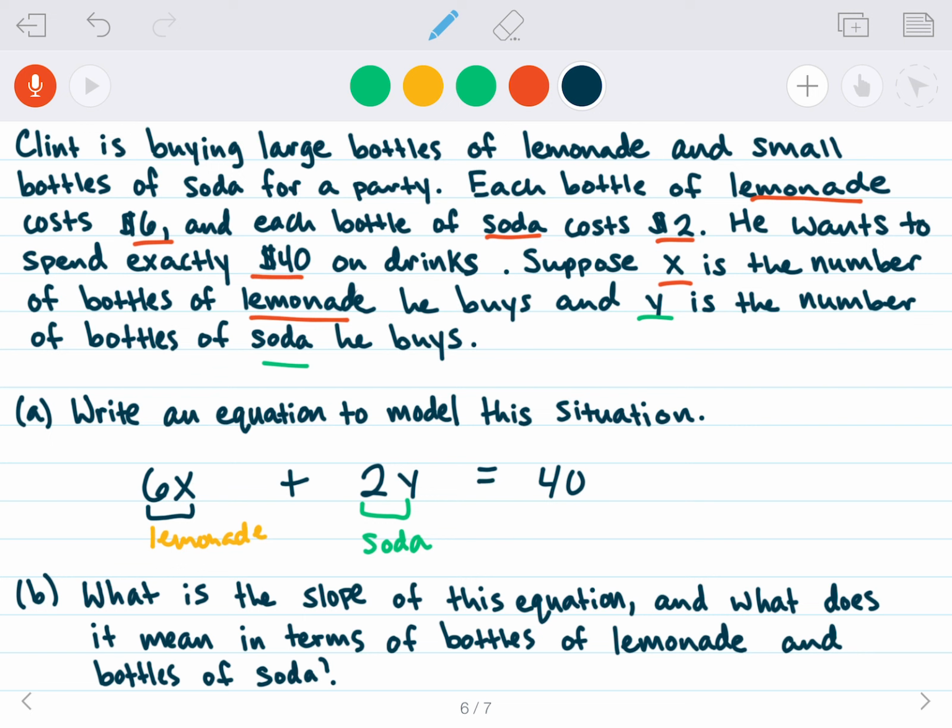And notice this is a linear equation because all we have are constants, X's and Y's, and the highest power on the variable is 1. So that's a linear equation.